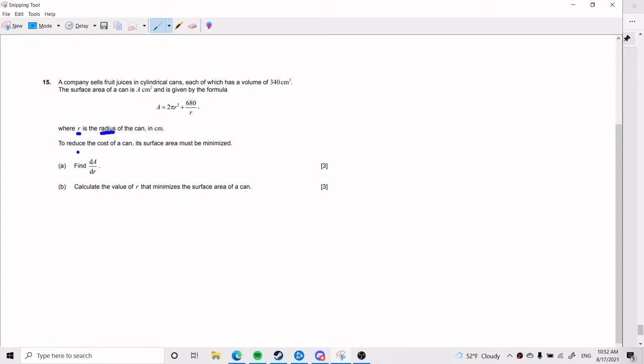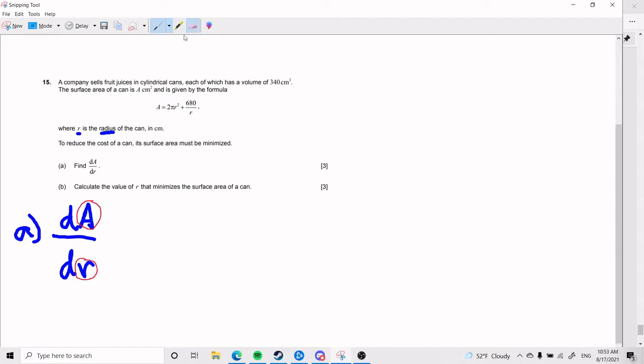Of course, to reduce the cost of a can, its surface area must be minimized, because then you spend less material creating the can itself. So for part A, we need to find dA over dr. Now what does this even mean in the first place? This makes reference to taking the derivative of your function A with respect to the variable r.